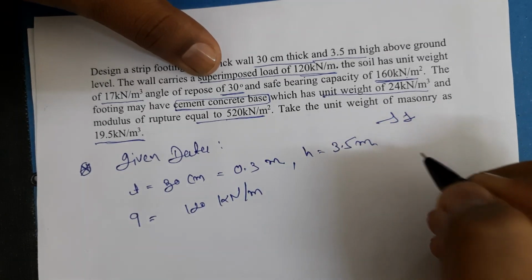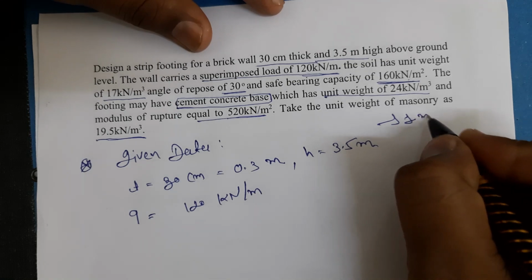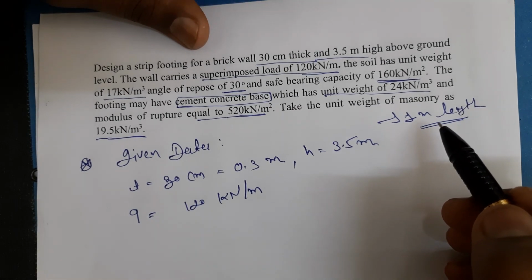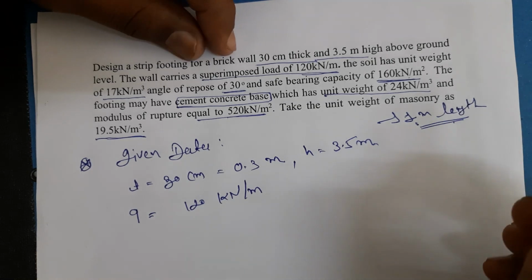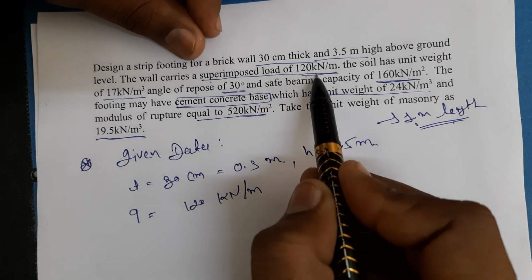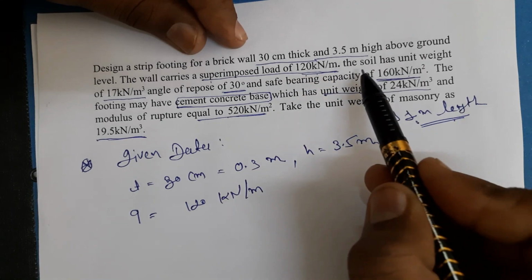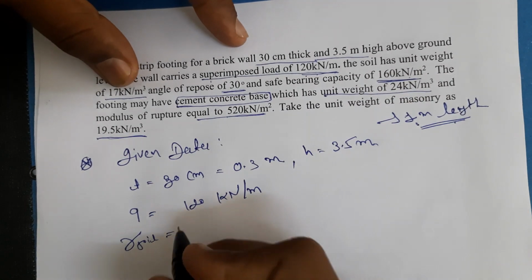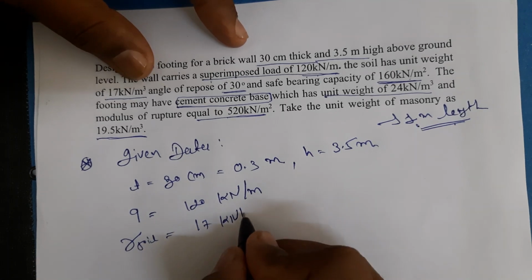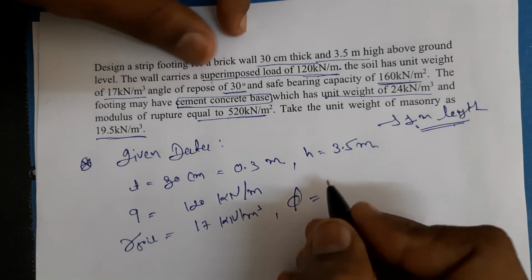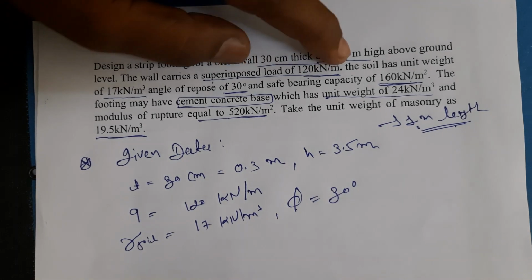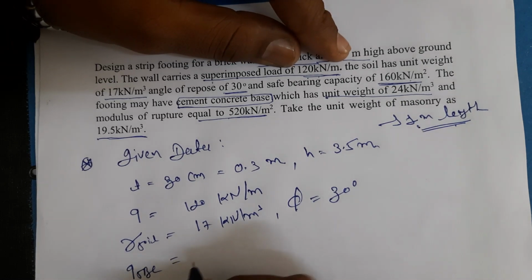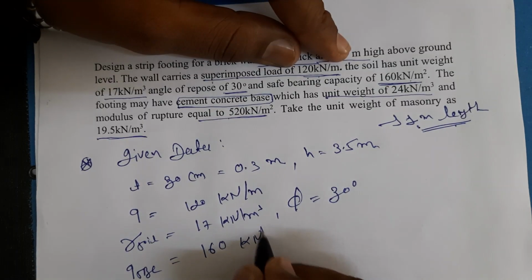So we design a strip footing for a 1 meter length. Assume that we design the footing for a 1 meter length. Understood why? Because the superimposed load is given as 120 kN per meter. The soil unit weight, gamma S, is equal to 17 kilonewton per meter cube and phi, the angle of repose, is 30 degrees. The soil bearing capacity SBC is equal to 160 kilonewton per meter square.